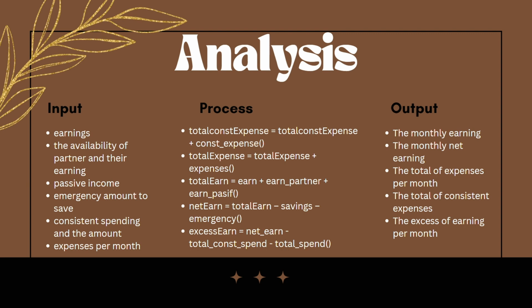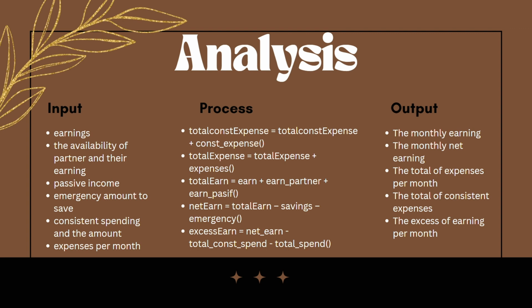Fourth, we have net earn equal total earn minus savings minus emergency function. Lastly, we have excess earn equal net earn minus total constant spend minus total spend function.